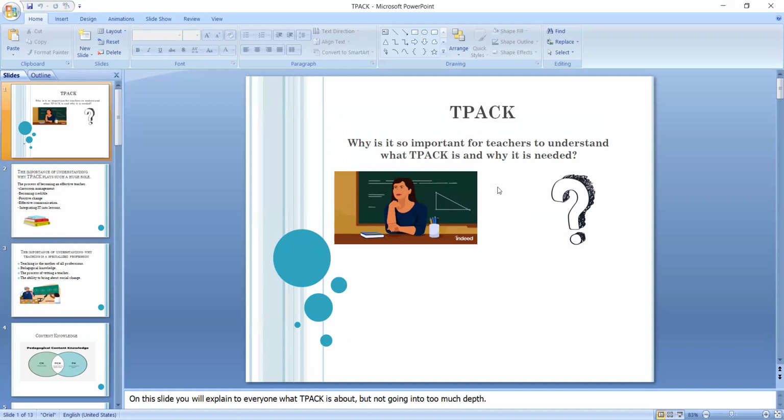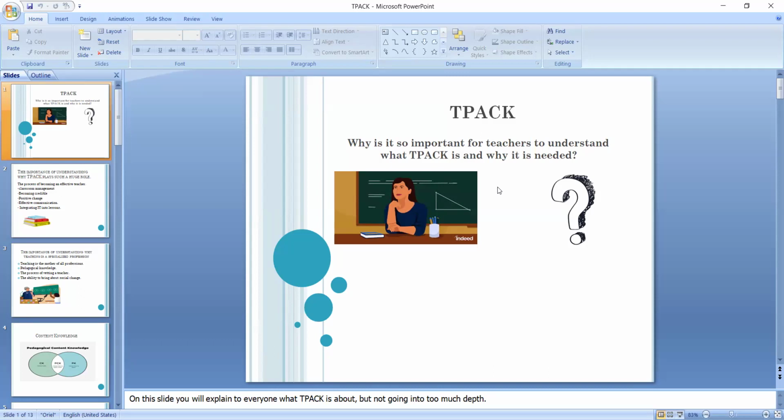So let's start off by stating what TPACK is. TPACK is a system that was created by Matthew J. Koehler and Punya Mishra in 2006. The reference list will be added at the end of this PowerPoint presentation, just to ensure that we have more space to add other things into the PowerPoint presentation.